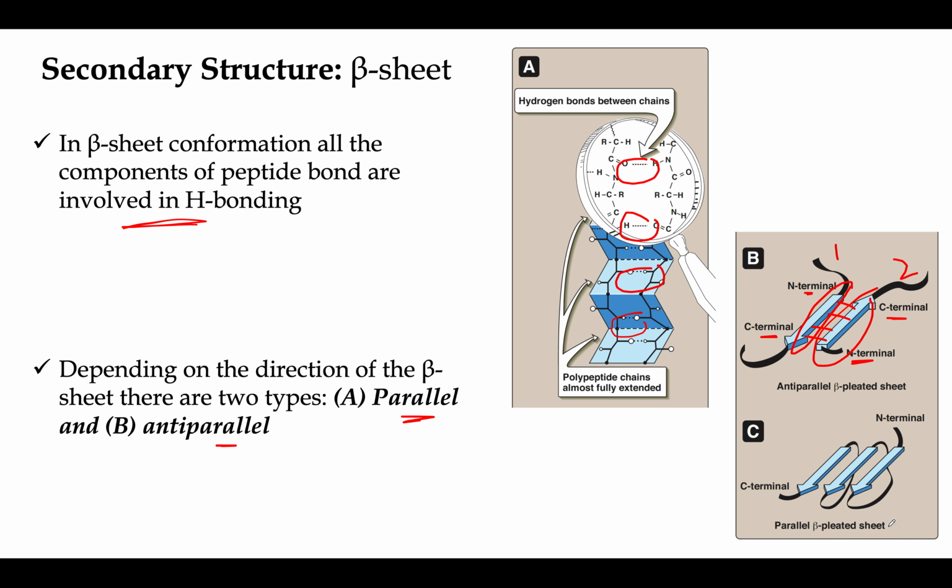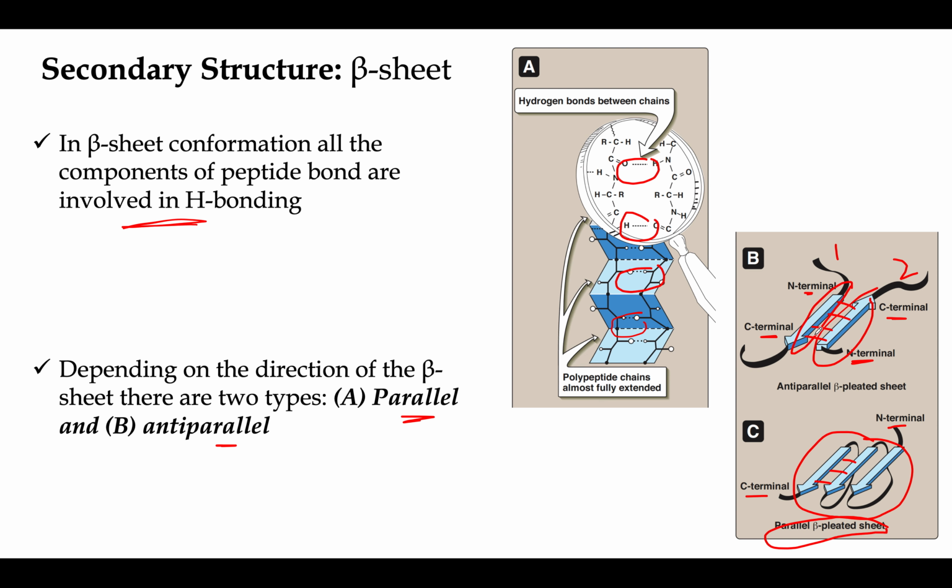Whereas in case of parallel beta pleated sheet, the hydrogen bonding is formed within the same polypeptide chain. You can see here, this is only one polypeptide chain. This is the amino terminal, this is the carboxyl terminal, and these are the short segments which are folded, and these foldings are interacting with the other fold by hydrogen bond, which gives it a sheet-like structure. And since it is within the same polypeptide chain, we call it the parallel beta pleated sheet.